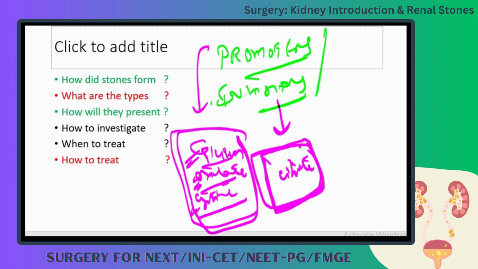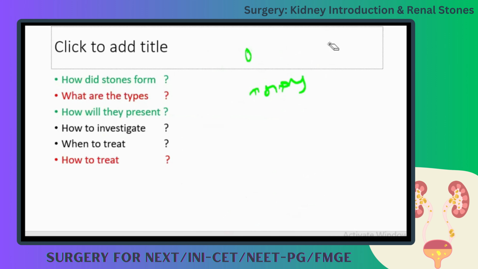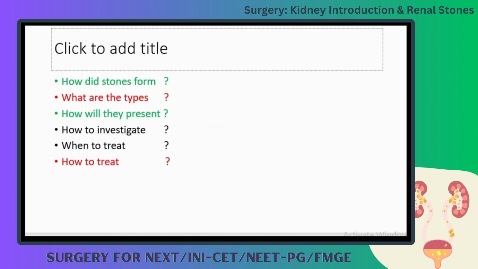Okay, so citrate is abundantly available in which water? In which solution? Lemon solution. Yeah, lemon solution. So that's why we advise the patients with stone to drink a lot of lemon water, vitamin C. So it contains citrate. Okay, so that is about stone formation.